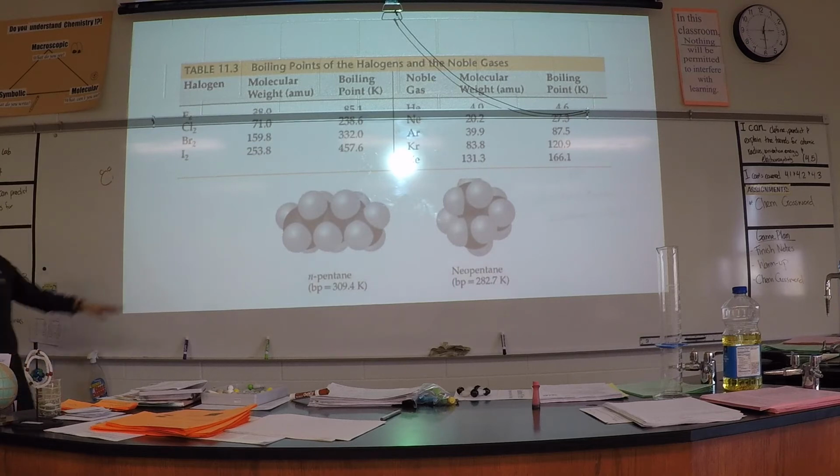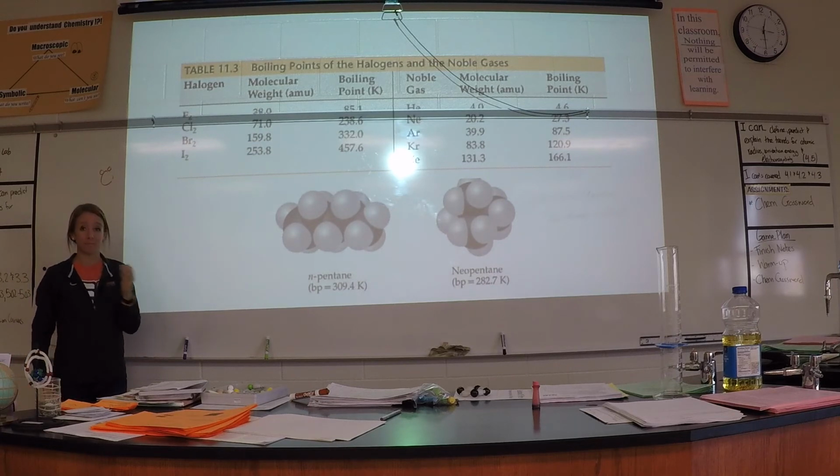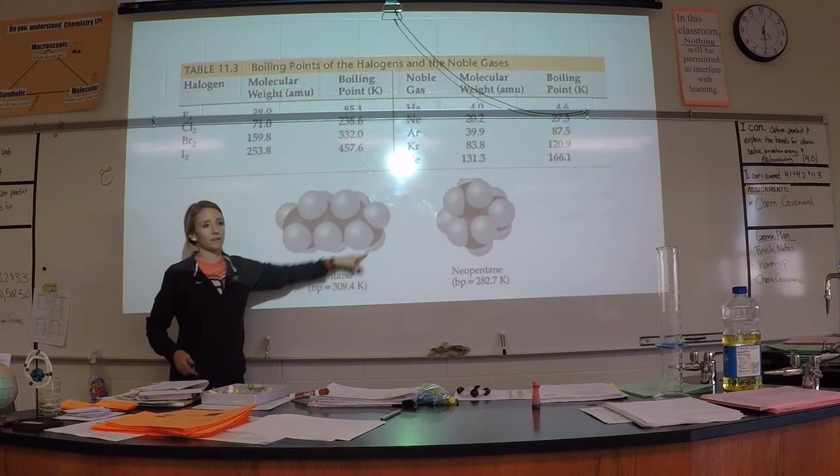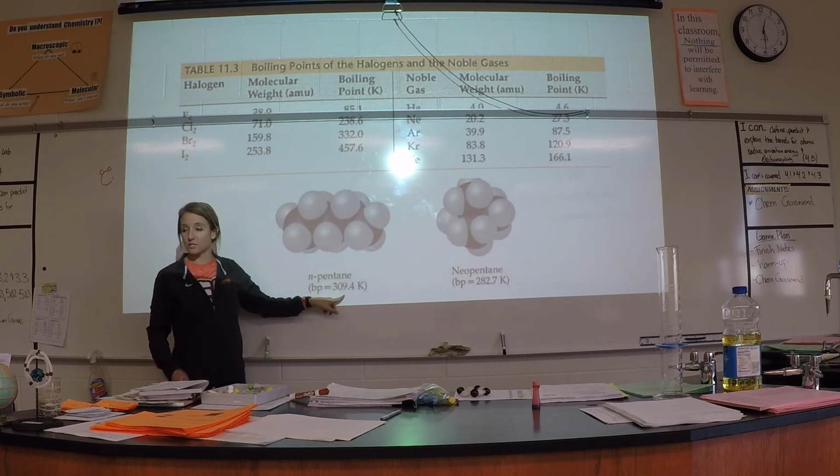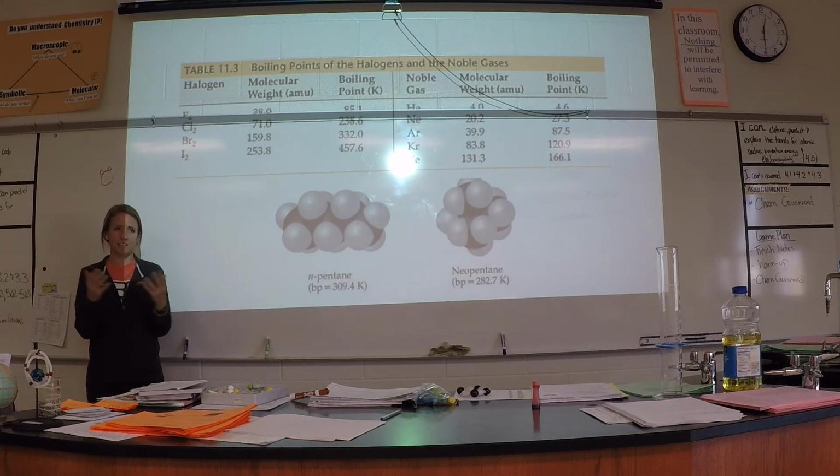Now another factor that affects this a lot is the shape. So two things with dispersion force are mass and shape. The more surface area a molecule has, the stronger the dispersion force will be. Why would that be? If you have more surface area, why would that help, Andrew?